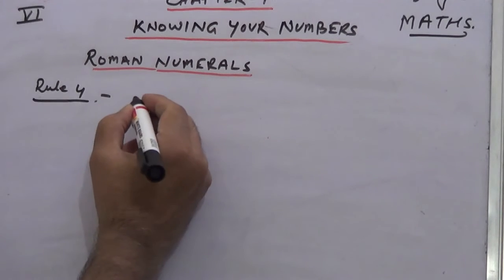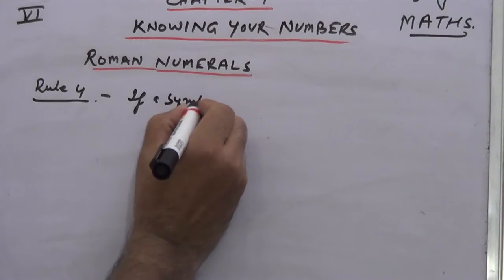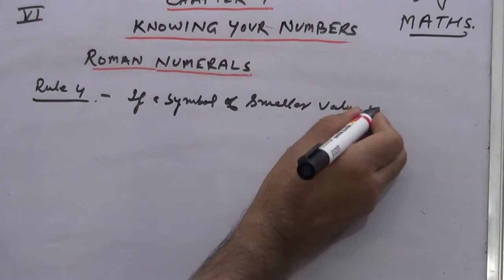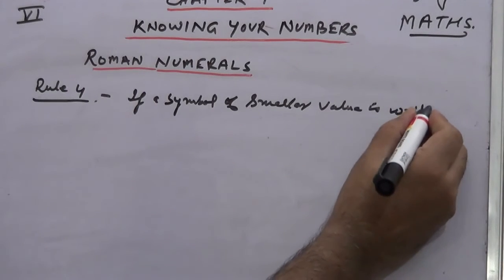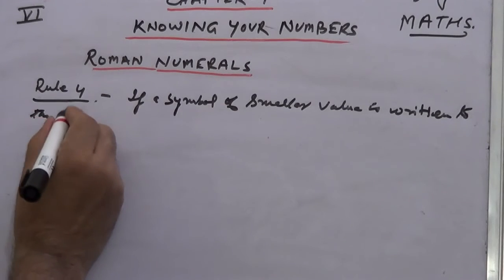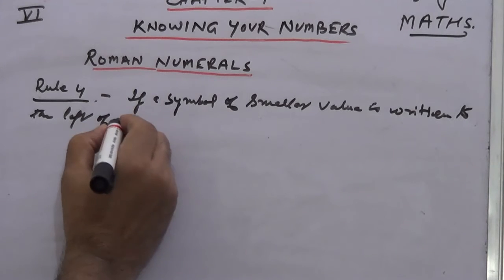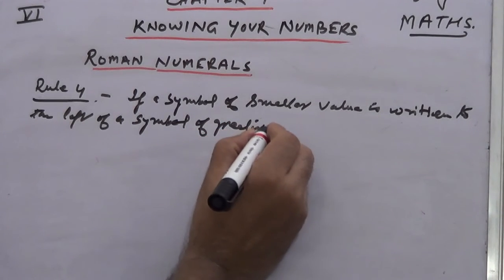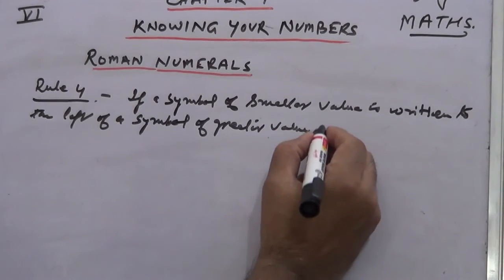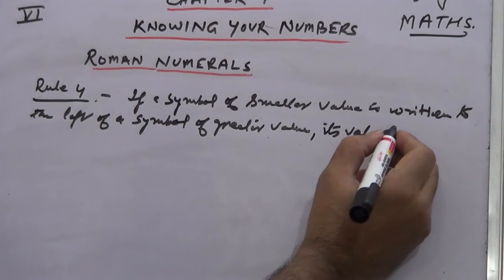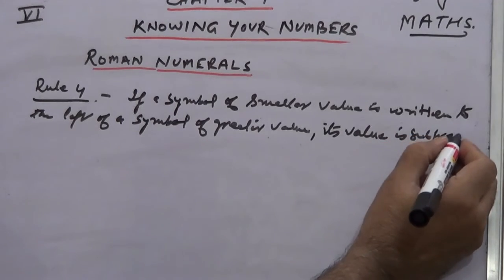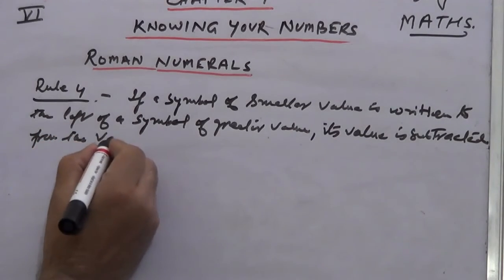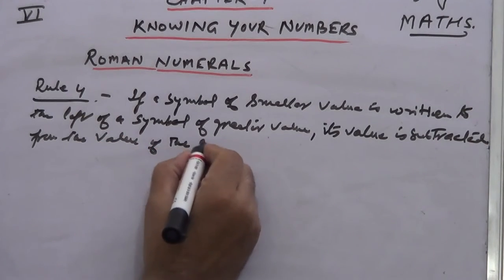Rule 4 is like this: if a symbol of a smaller value is written to the left of a symbol of greater value, its value is subtracted from the value of the greater symbol.